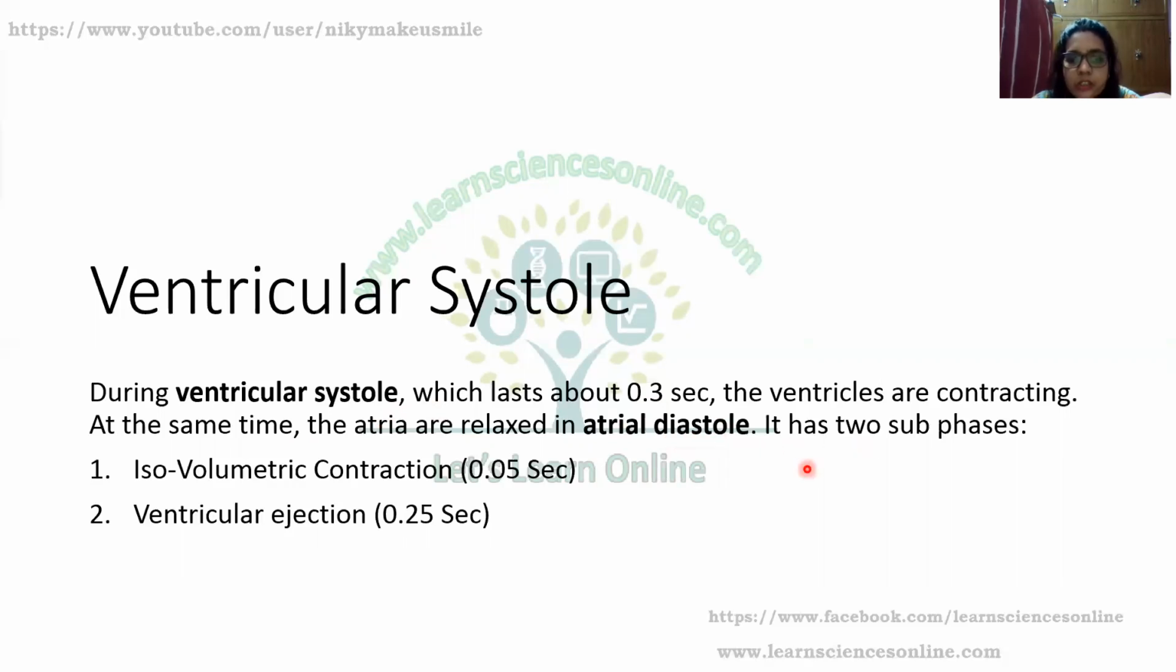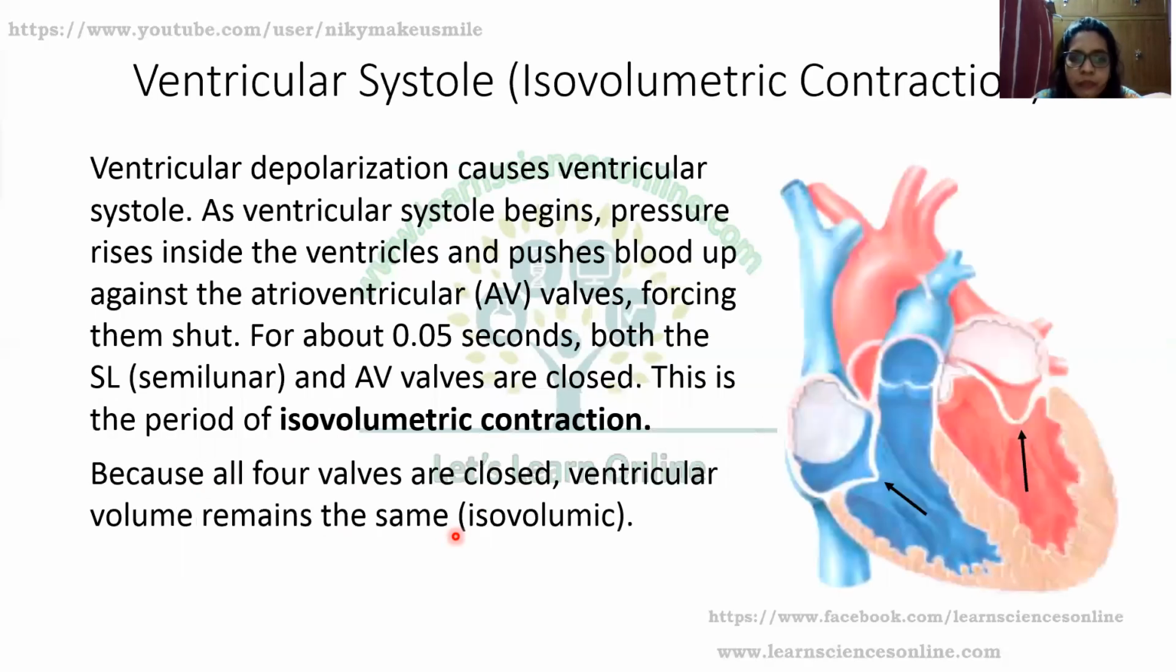This ventricular systole has two subphases. One is isovolumetric contraction, which lasts for 0.05 second, and the other one is ventricular ejection, which lasts for 0.25 second. So what happens during isovolumetric contraction? Ventricular depolarization causes ventricular systole. As ventricular systole begins, the pressure rises inside the ventricles because the ventricles start contracting, and it pushes the blood up against the atrioventricular valve.